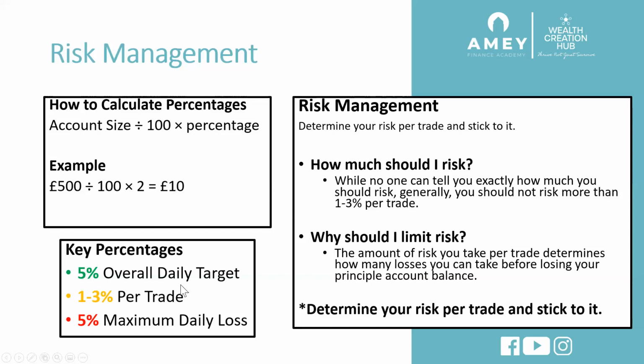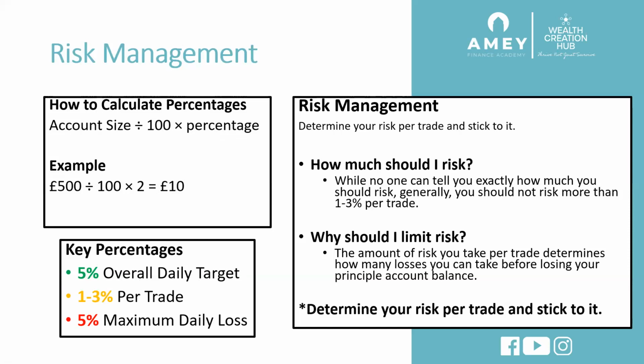I always say have an overall daily target of 5%, which I mentioned earlier. Each trade 1 to 3% per trade, and a maximum loss of 5%. If you lose 5%, you're basically done for the day. So the key thing is always to work out your daily target before you trade, how much you're going to be trading per trade, and also your maximum loss. So you know everything beforehand.